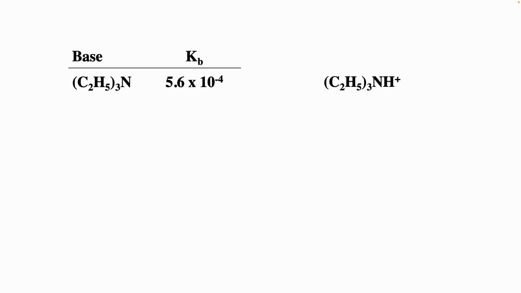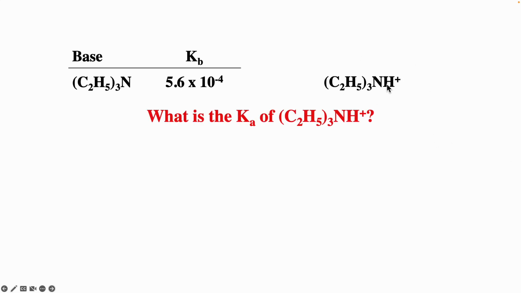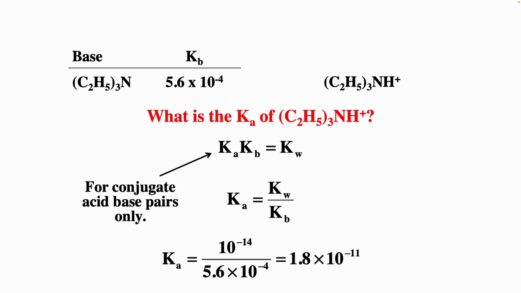And so here we have the base has a Kb of 5.6 times 10 to the minus 4. And its conjugate acid is going to be, we just add a hydrogen ion. Now, what is the Ka of the conjugate acid? And so we just saw that Ka times Kb equals Kw. And so that means that the Ka is going to be equal to Kw over Kb. And again, remember, this equation is only for conjugate acid-base pairs.